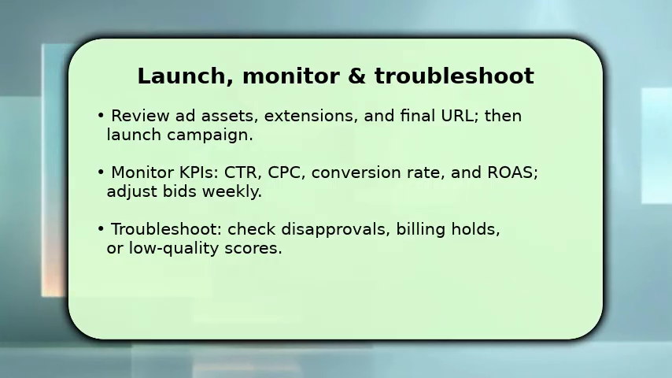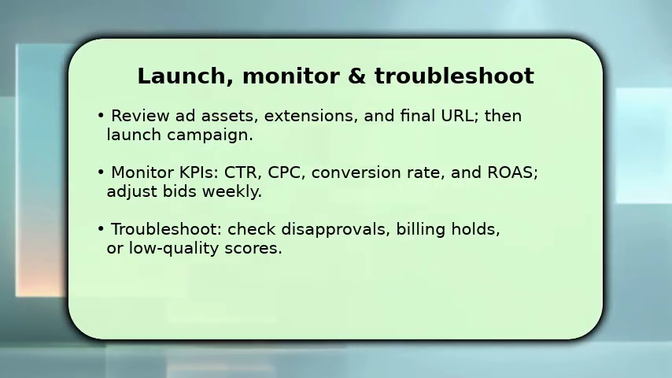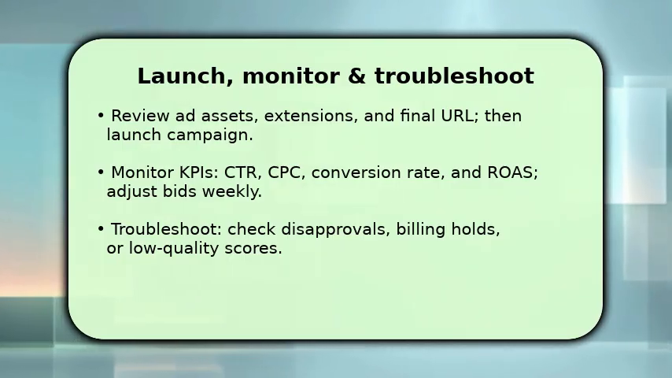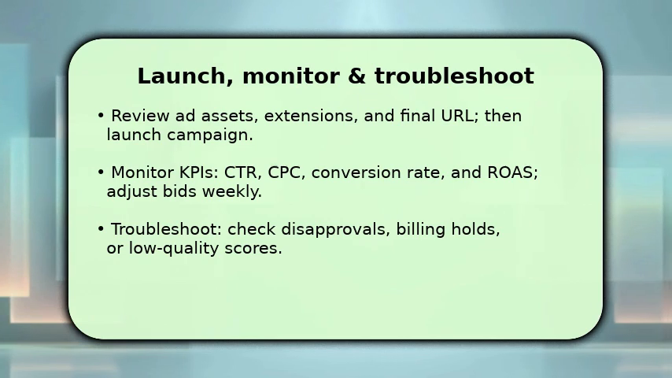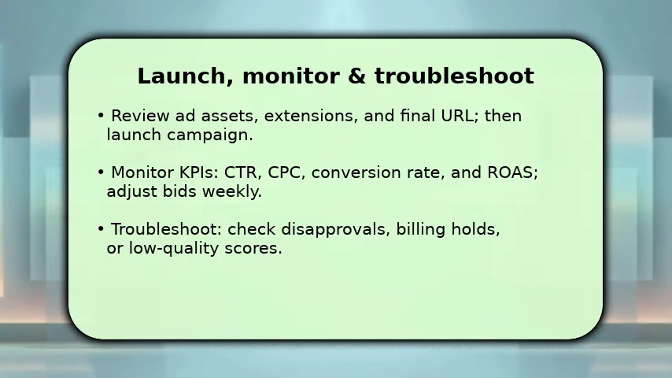If things go wrong, check for common issues. Ad disapprovals, billing holds, or low-quality scores that mute delivery. Address those directly and resubmit. Make incremental changes, and let each update run several days so data stabilizes before making further optimization.